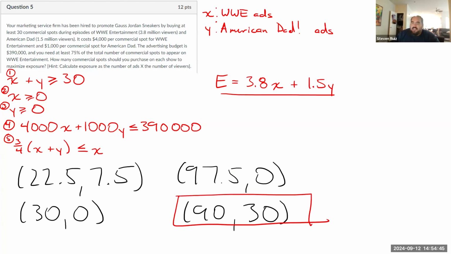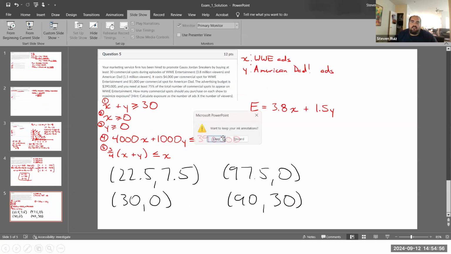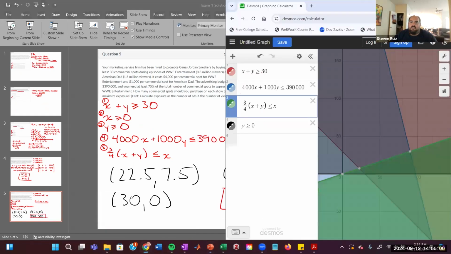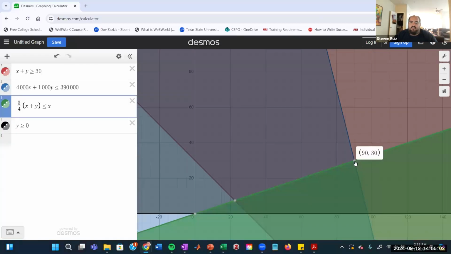So I'll leave it to you to calculate the exposure for the rest of those points. But the one I get the most from is this point 90, 30, which if we go back to Desmos briefly, was this upper right, furthest, yeah. So the highest point, and I wouldn't say the furthest right point, but definitely the highest point, is going to be where our best case scenario comes from. So that is it for exam number 1.